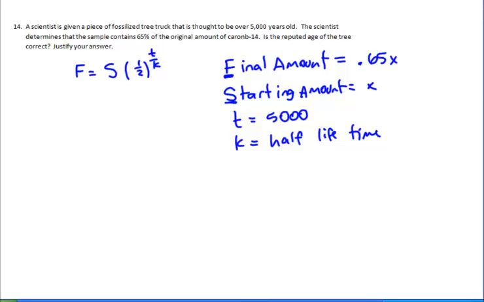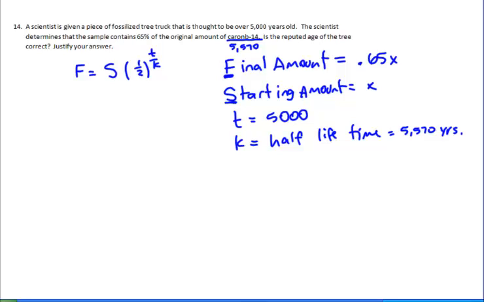So K is the half-life time. The half-life of carbon-14 is 5,570. What that means is it takes 5,570 years for half of a sample of carbon-14 to decay. So let's say we had a sample of carbon-14 that was 10 grams. 5,570 years from now, that 10-gram sample will now be 5 grams. So that's how half-life works.